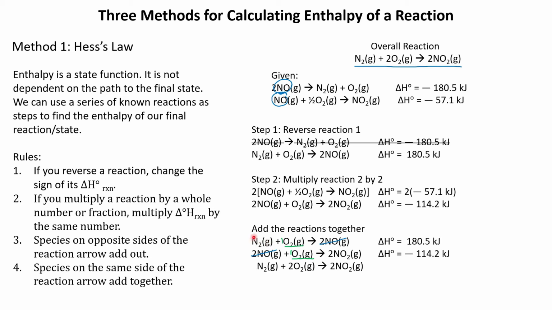So I am just going to pull down my nitrogen gas. Again, I'm going to have 2 O2s, and that's going to give me 2 nitrogen dioxide, which does give me my overall reaction. So now all I need to do to calculate my delta H for the overall reaction is just add my delta H's for my steps. So my final enthalpy for this reaction is 66.3 kilojoules.